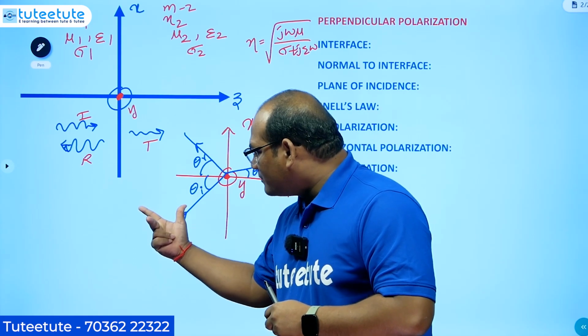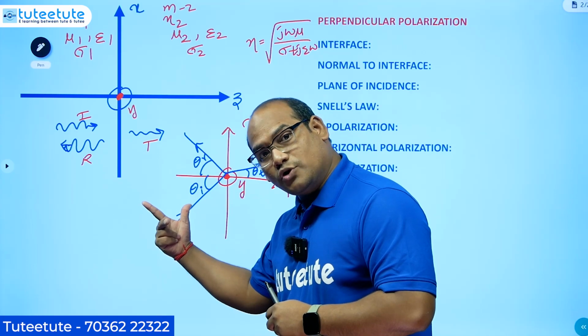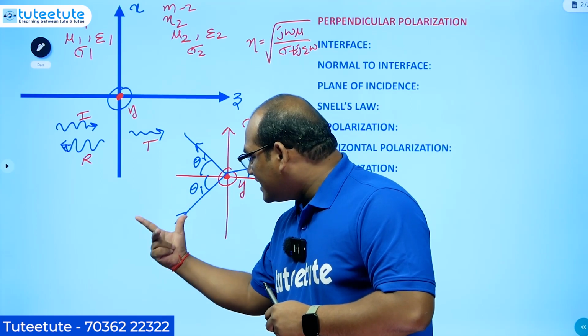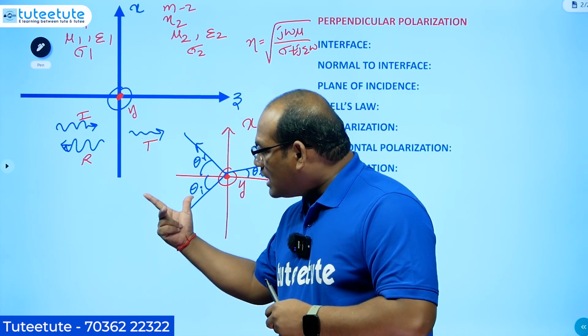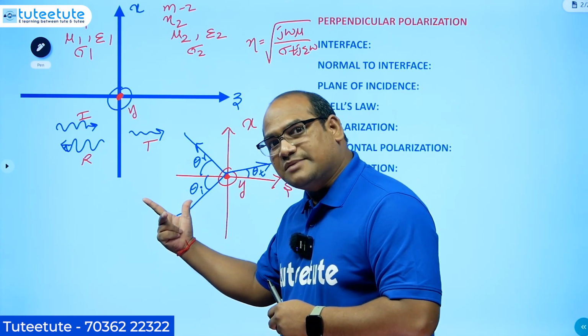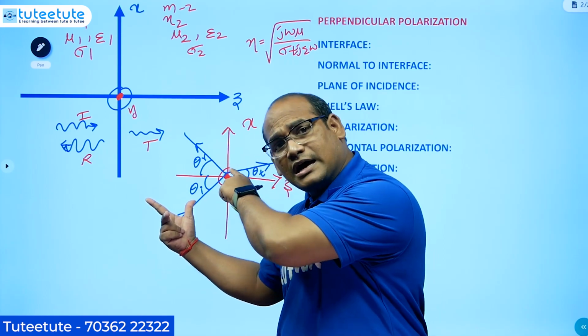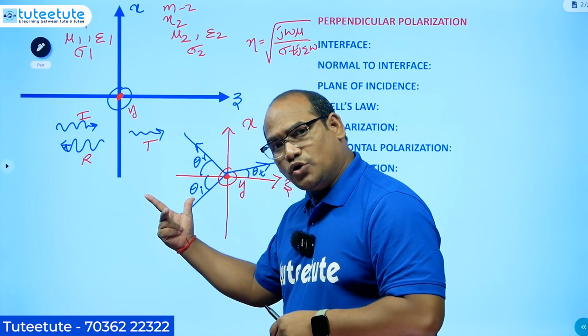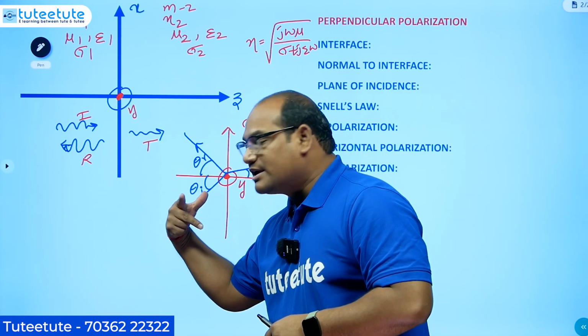Okay, see carefully, I can orient like this also. Now also we are following the same rule. The thumb is always in the direction of propagation, and it is perpendicular to the forefinger and middle finger. That means the direction of propagation is perpendicular to the electric field orientation and the magnetic field orientation. I can keep it like this also, or like this also.